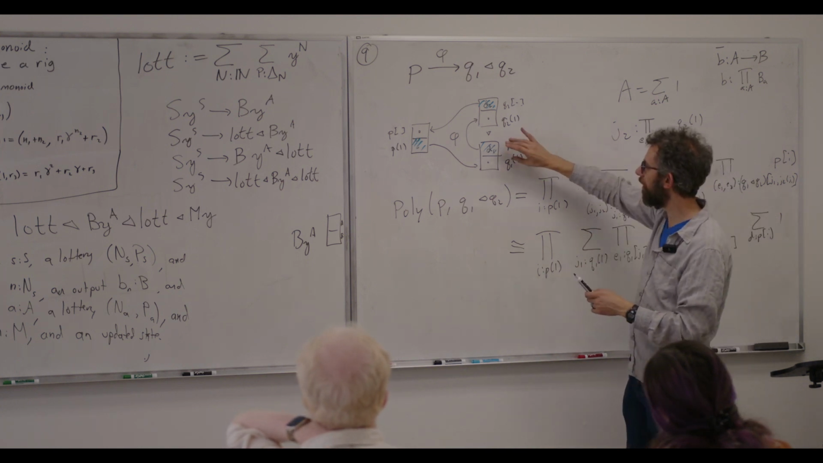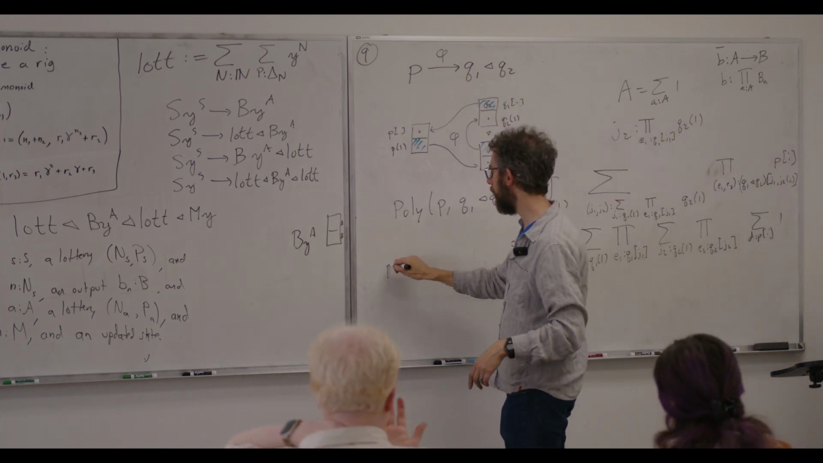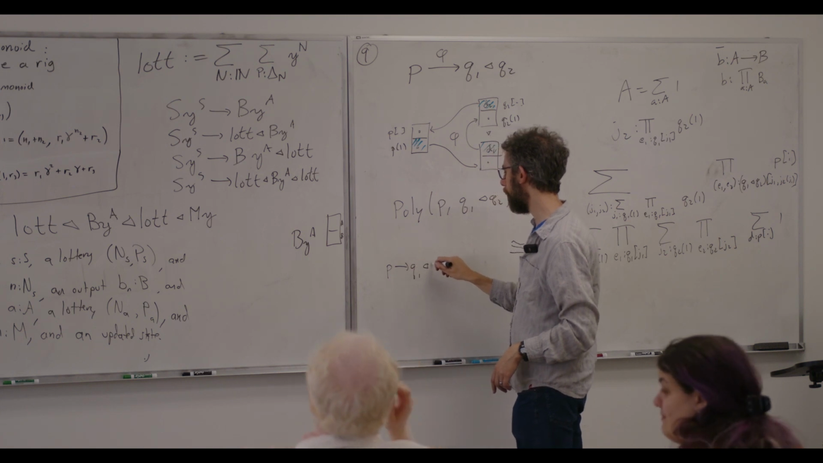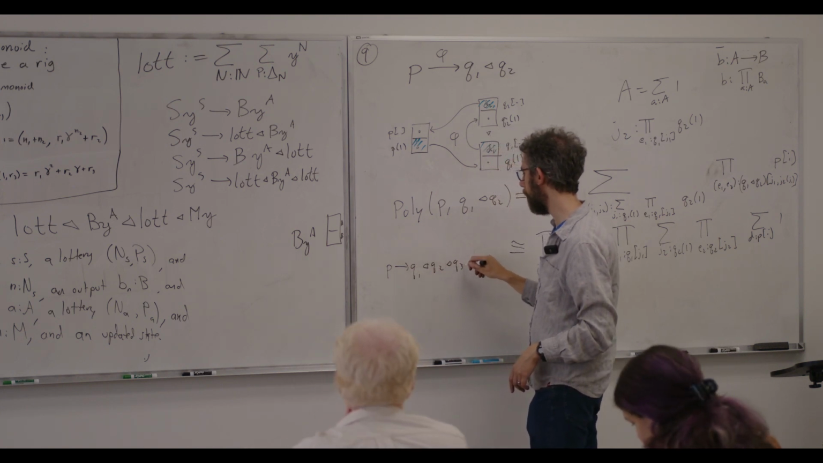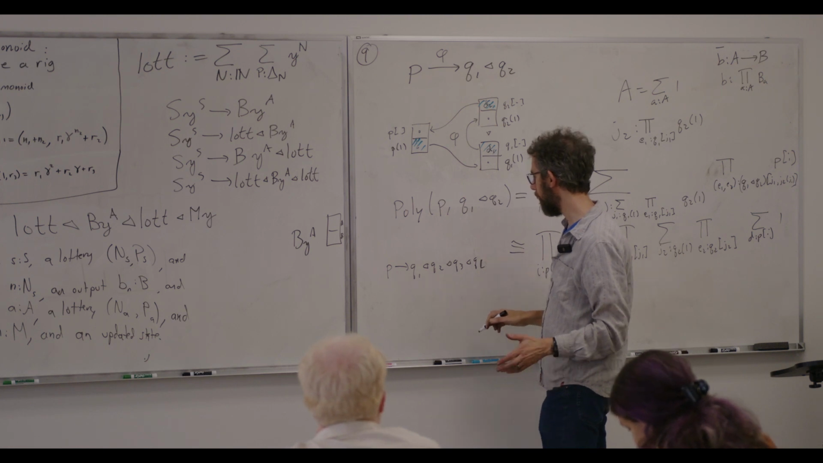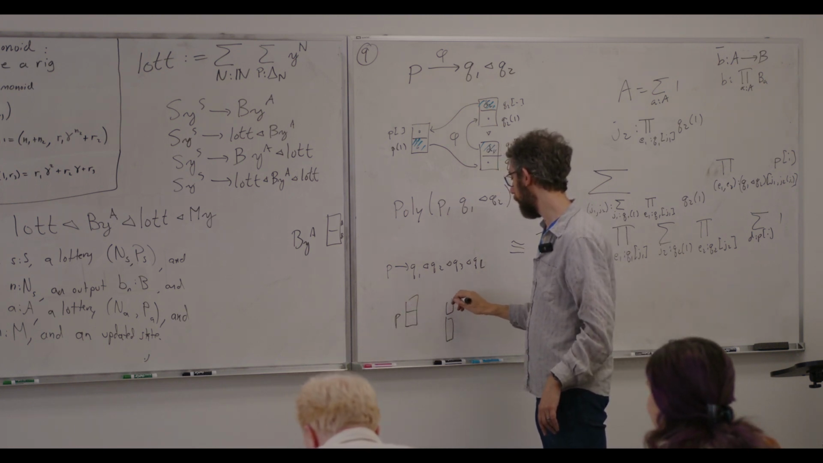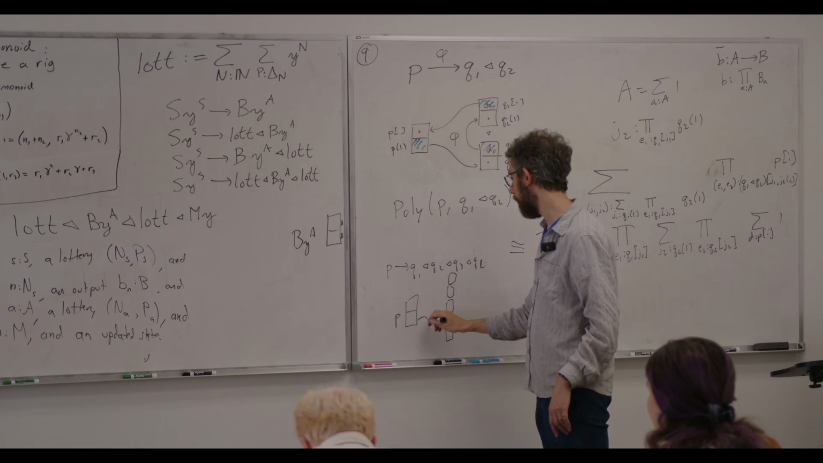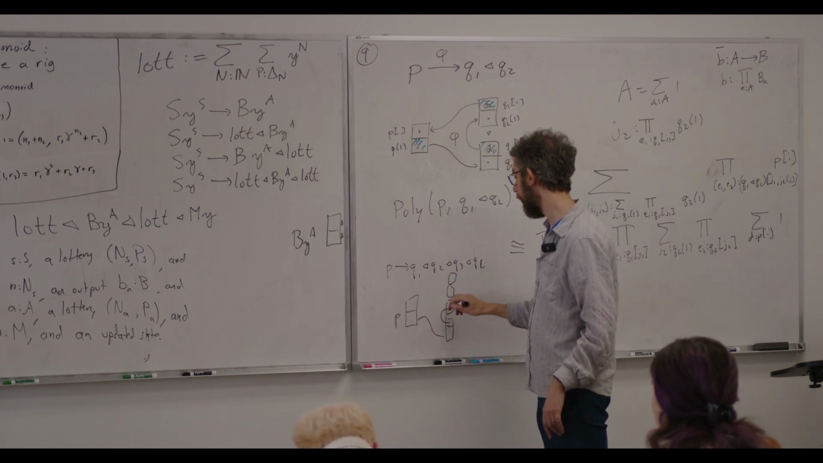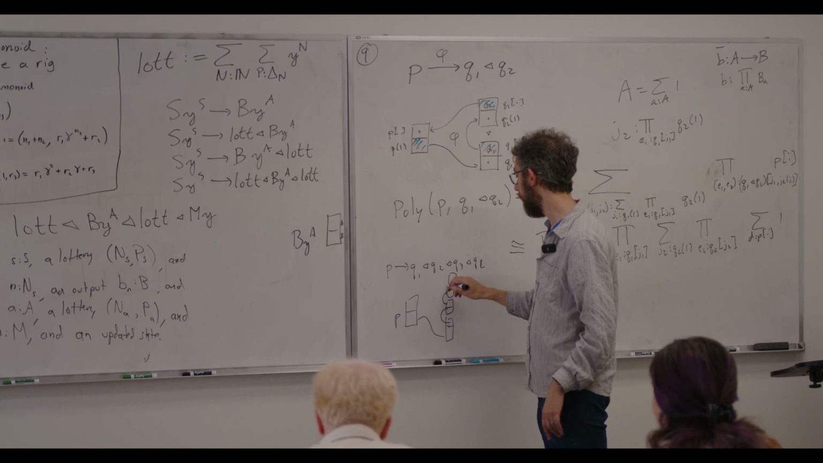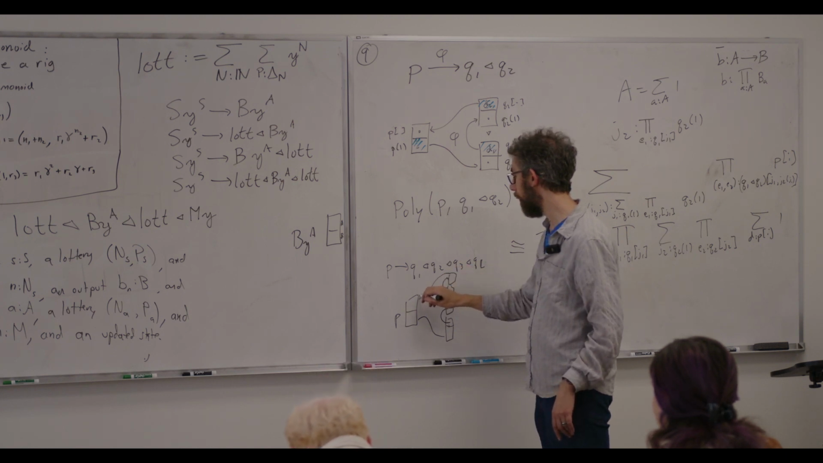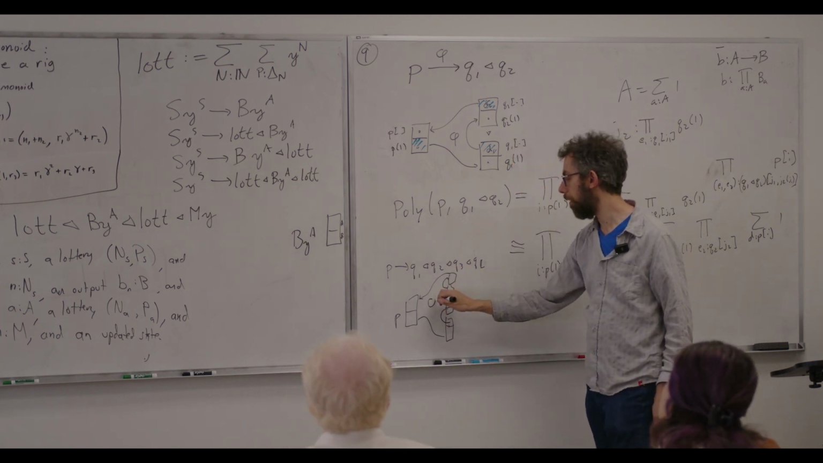So if you want to map from P into Q1 compose Q2 compose Q3 compose Q4, you just keep going. That is cool. It goes like that, and then that, and then that, and then that, and then that.